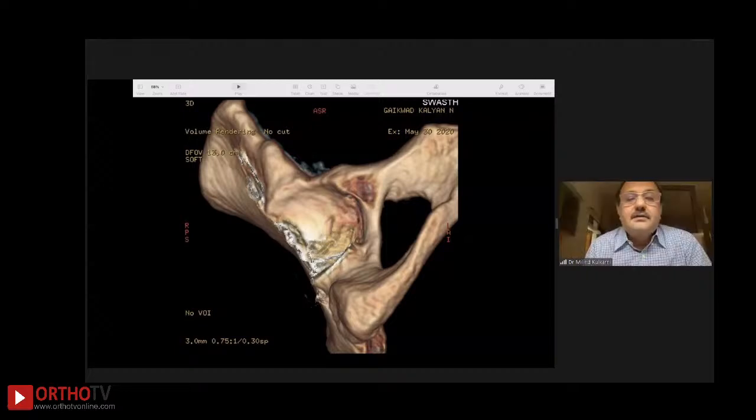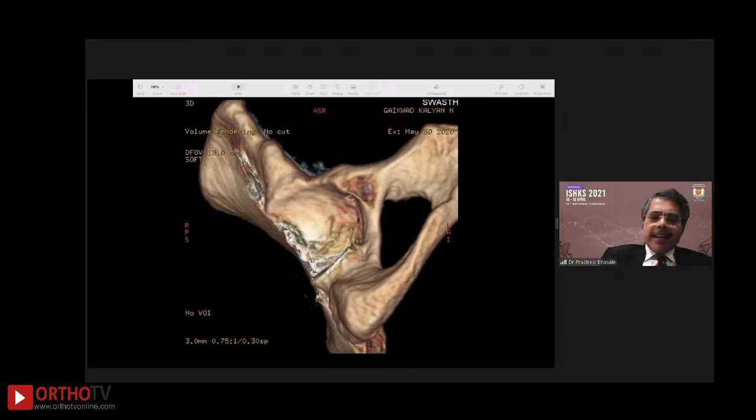So the stem is not a problem. So only reconstruction. So whatever options you have, whether you want to use a bone graft only or if you need any additional EM cone support, but don't try to remove the plate. And to worry about discussion.